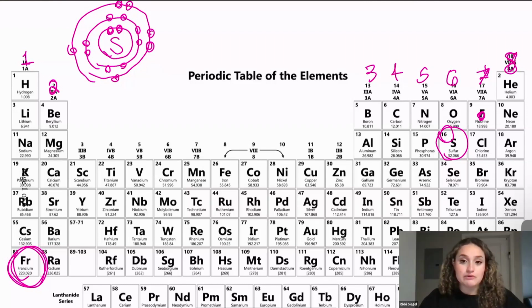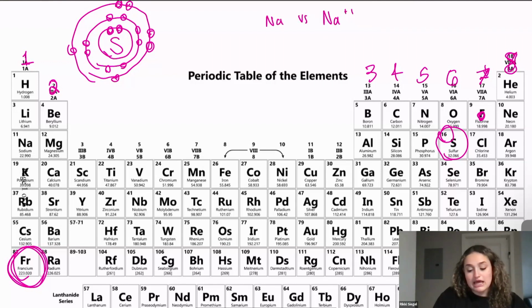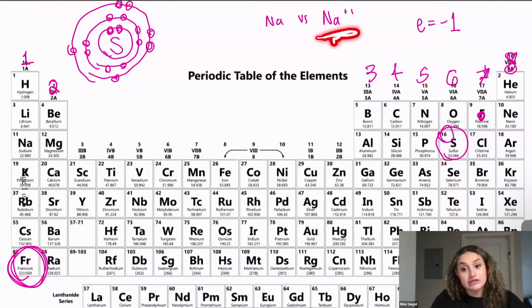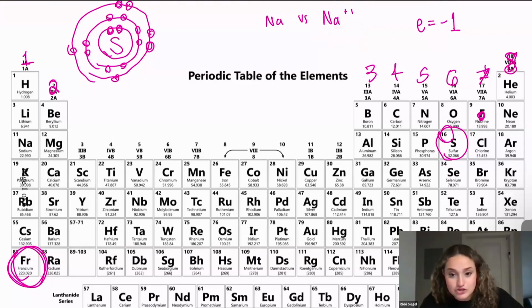So this is actually where I want to bring in the ionic radius trend, okay? So let's say we are comparing sodium versus sodium plus 1. An electron has a charge of -1. So if sodium has a plus charge, did he gain an electron or did he lose an electron? He lost an electron. You removed a negative and he's left with a +1.